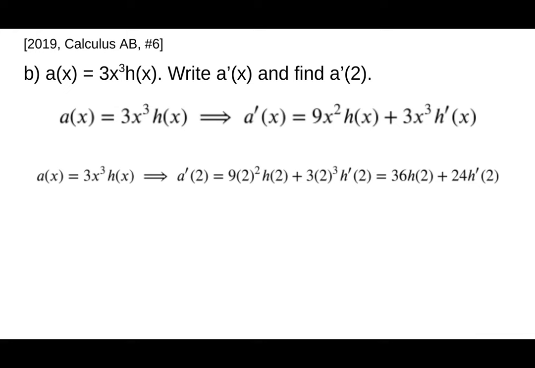Now, in order to actually finish this, we have to use the value of h of 2 given to us in the question stem and the value of h prime of 2 that we determined in the previous part of this question, part A. So a prime of 2 is 36 times 4 plus 24 times 2/3. You don't have to simplify this once you have that written, but if you do, you should get 160 as the value of a prime of 2.